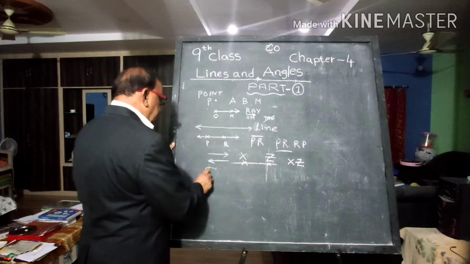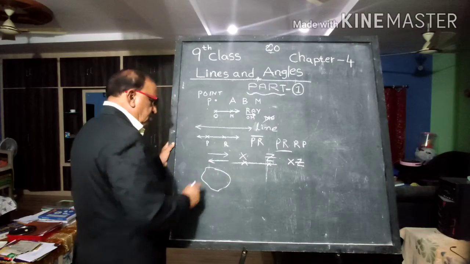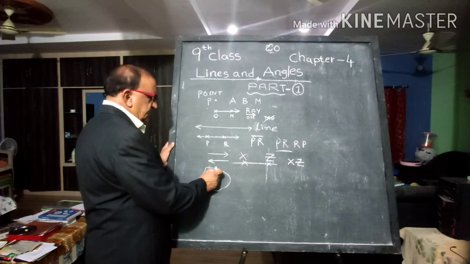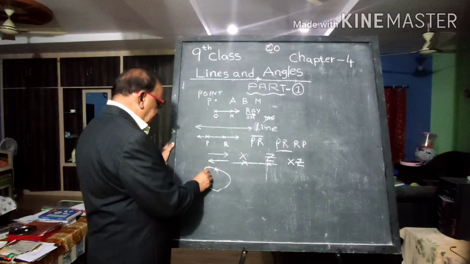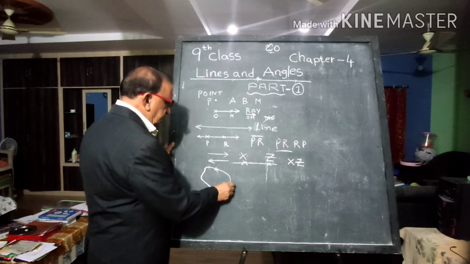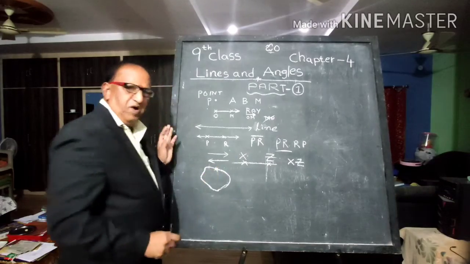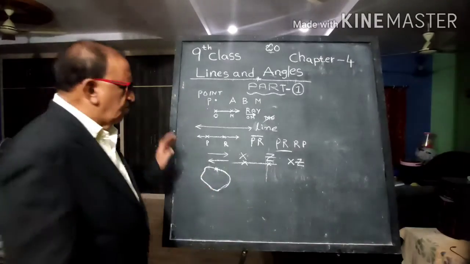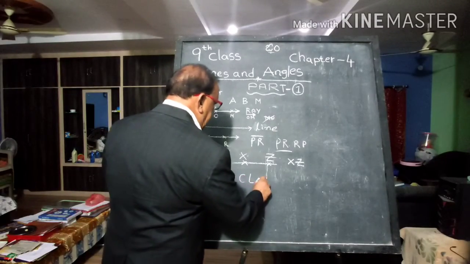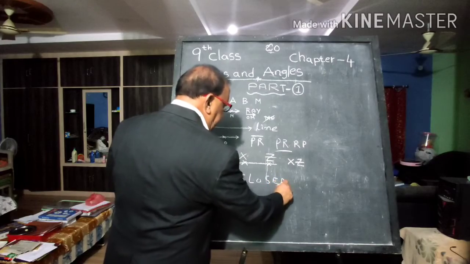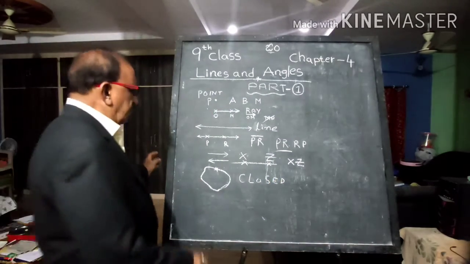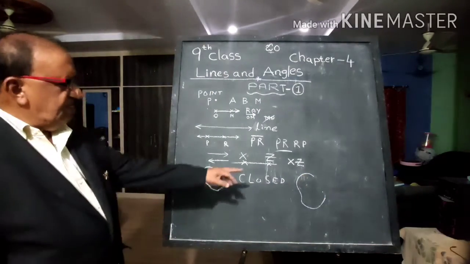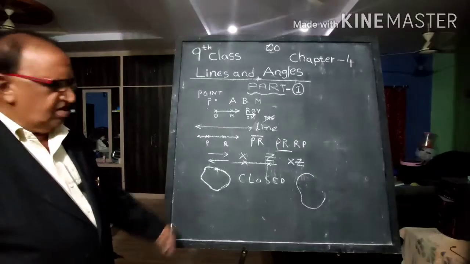Then we also talk about a closed curve. A closed curve means if you start at one point, this is a curve, and you can end at the same point. If you can end at the same point, then you call it a closed curve. The word closed implies that it is not open. Closed means not open, right? Now, a curve like that is an open curve. This is a closed curve.